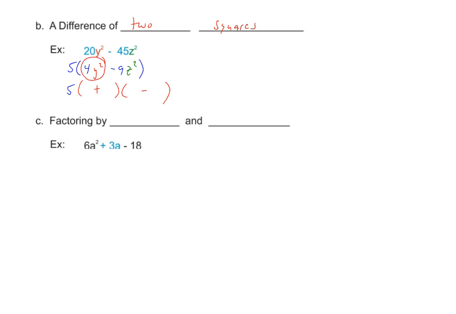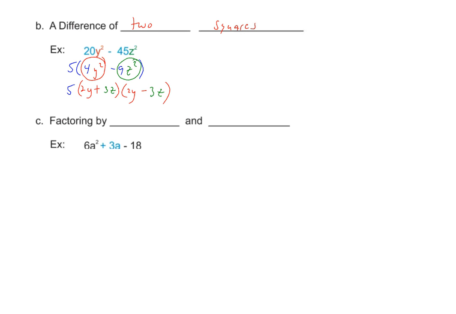Square root of the first goes first. What's the square root of 4? 2. What's the square root of y squared? y. So 2y goes in the front. Square root of the back term, I'm not worried about the negative sign. Putting the plus in one, minus in the other takes care of that, right? Square root of 9z squared is 3z. And we end up with 5 times quantity 2y plus 3z times quantity 2y minus 3z. Okay? Just simply difference of two squares.